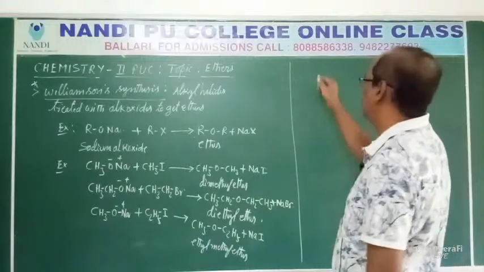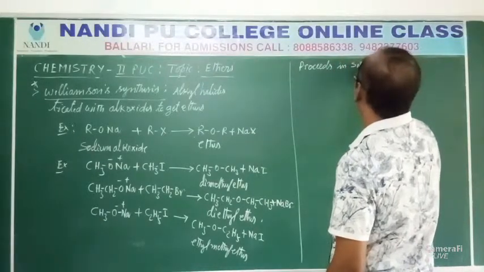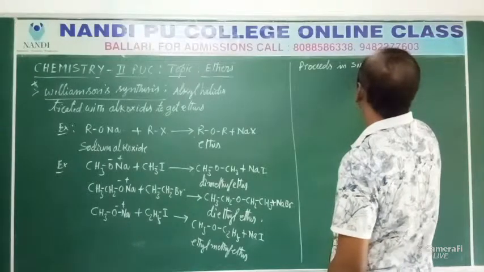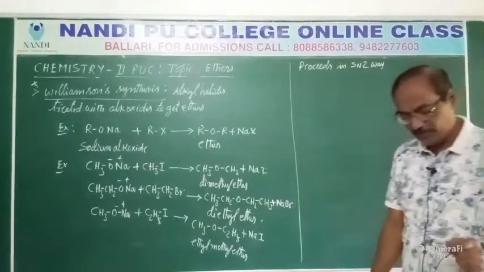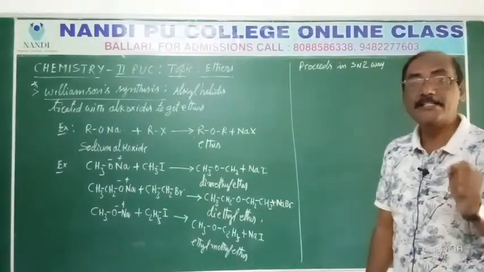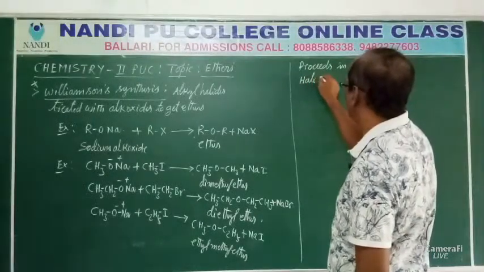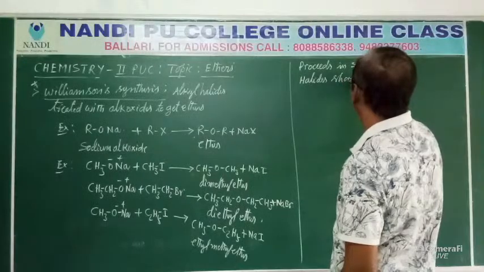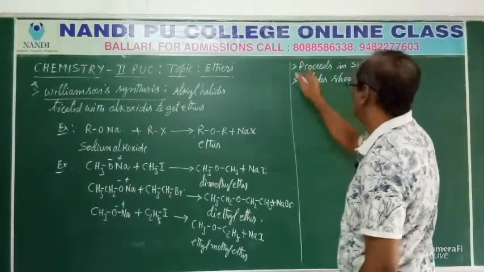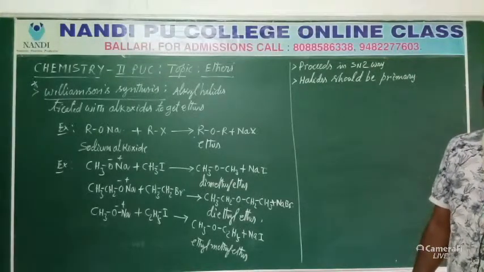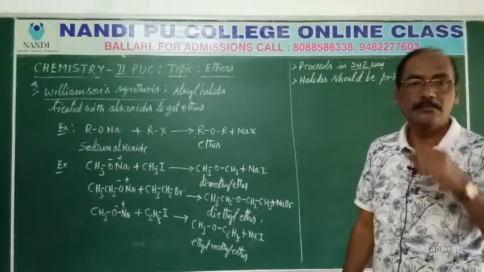Here the reaction proceeds in SN2 way. That means Williamson synthesis follows the SN2 mechanism. Whenever the SN2 mechanism is followed, primary alkyl halides are favored. It's very important here, right? So therefore halides should be primary. Because this is the SN2 mechanism, whenever you take a primary halide, the substitution reaction takes place.